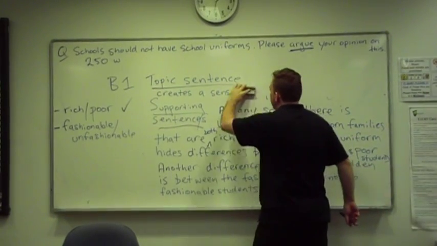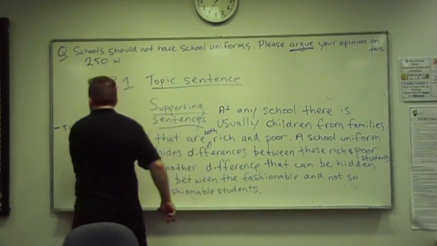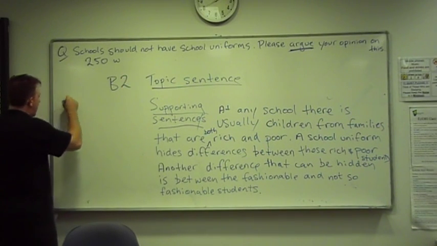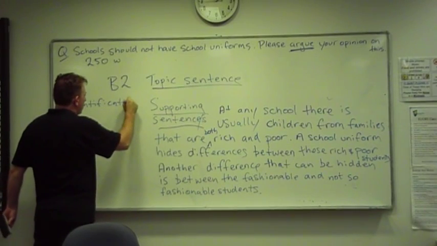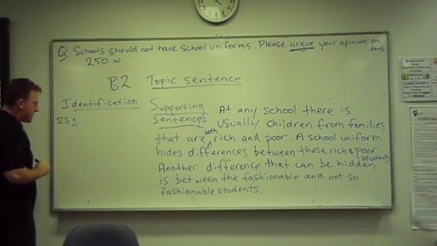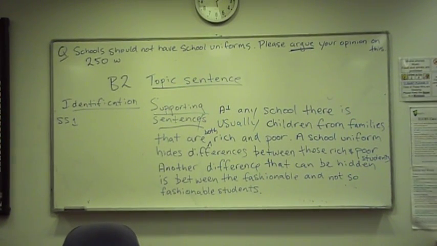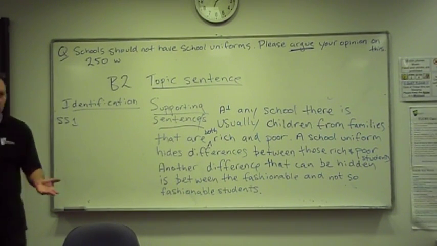We'll do the topic sentence for the second paragraph. It's identification. So let's think of 2 or 3, that's going to be the topic sentence, we'll talk about that. Let's just think of a couple of supporting sentences about identification. Why is it good that school uniforms are identification? Why is that a good thing?